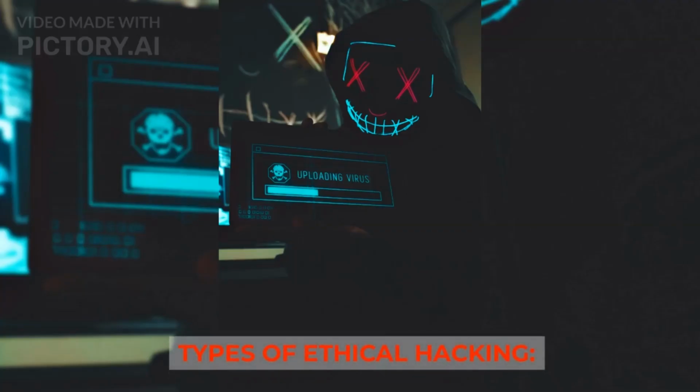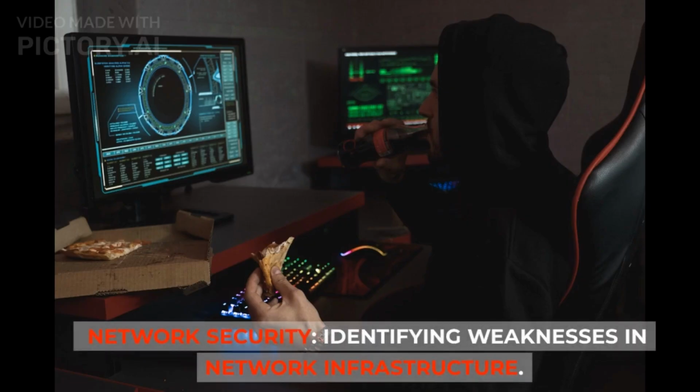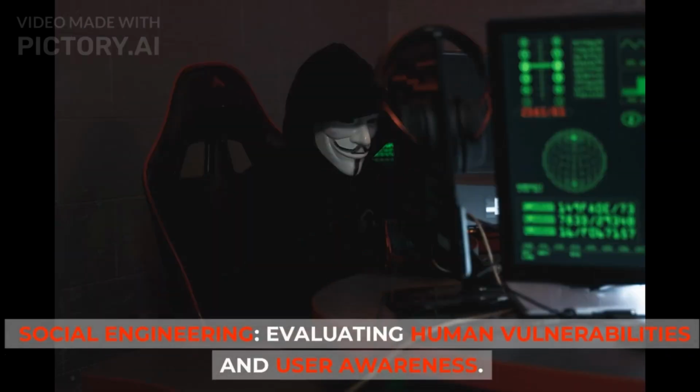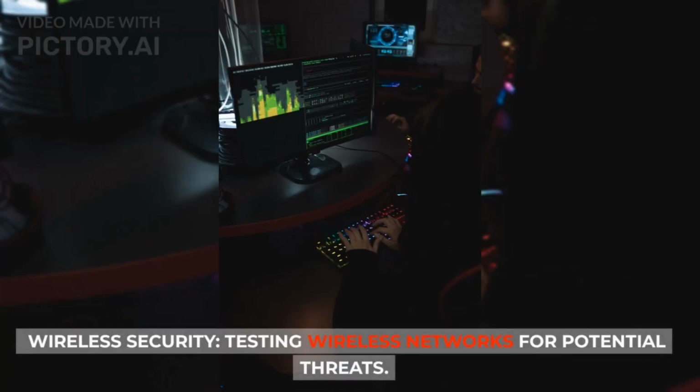Types of ethical hacking. Web application security. Assessing security of websites and web applications. Network security. Identifying weaknesses in network infrastructure. Social engineering. Evaluating human vulnerabilities and user awareness. Wireless security. Testing wireless networks for potential threats.